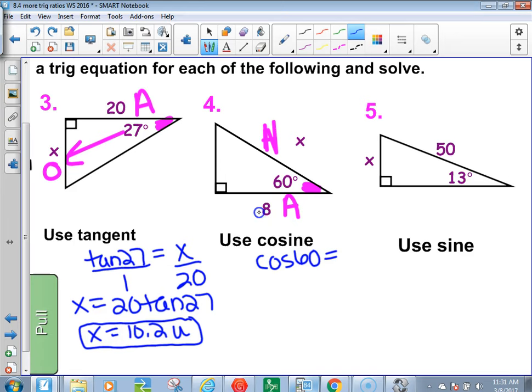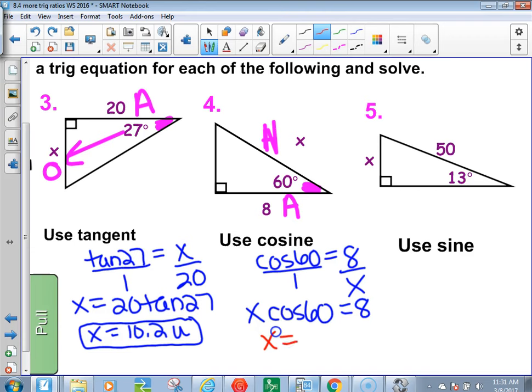Cosine of 60 would be 8 over x. Okay, this is the kind where you have to divide, because you get x times the cosine of 60 equals 8, and then you divide. So x equals 8 divided by the cosine of 60, and that comes out to 16 units.